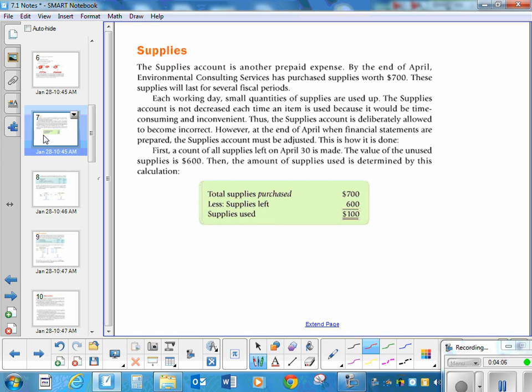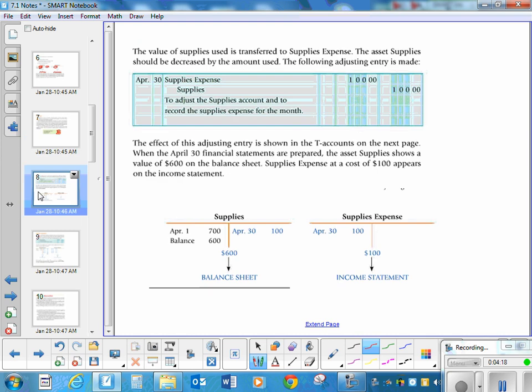Okay, we also do exactly the same thing with supplies. You may have purchased supplies worth $700 and you have $600 worth of it left, therefore your supplies use is $100. It would look like this. Your supplies are going to be credited $100 and your supplies expense is going to be debited $100. And if you take this journal entry here, this is what your T account would look like.